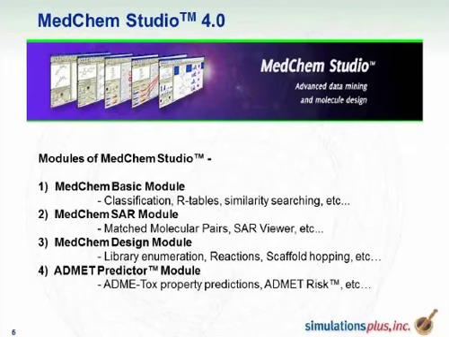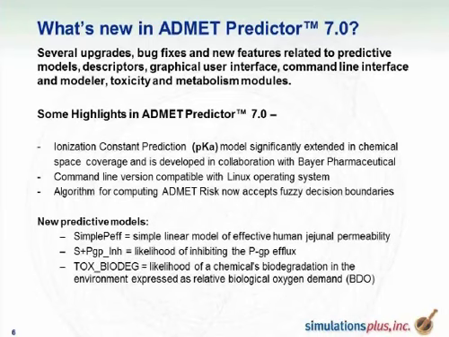We are always devoted to developing our products, so recently we released ADMET Predictor 7.0, which has several upgrades and enhancements and bug fixes in a number of features and functionalities. Some of the highlights of ADMET Predictor 7.4 is the ionization constant prediction model, which we have significantly enhanced the chemical space coverage. We developed this model in collaboration with Bayer Pharmaceutical. And we also did a webinar on this particular segment, the recording of which is on our website as well.